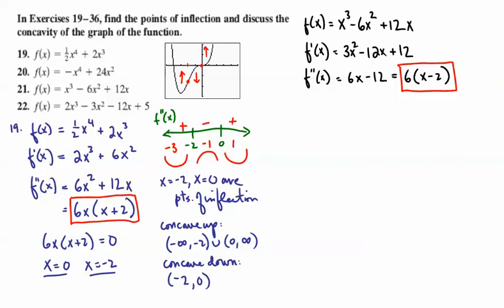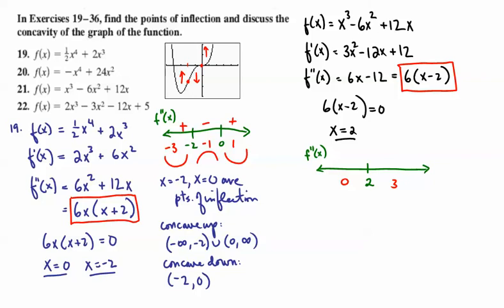And when we set that equal to 0, we set 6 times x minus 2 equal to 0. We have x equals 2 as the only potential point of inflection there. So we'll make our number line. We're working with the second derivative. We have a potential point of inflection at x equals 2. We select 0 and 3 as our test points, and we're going to plug them into the factored form.